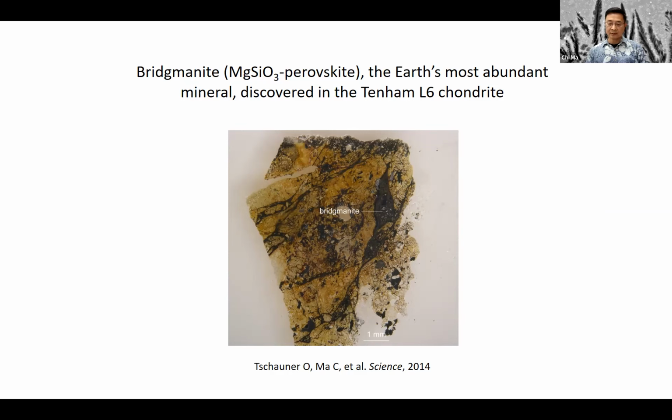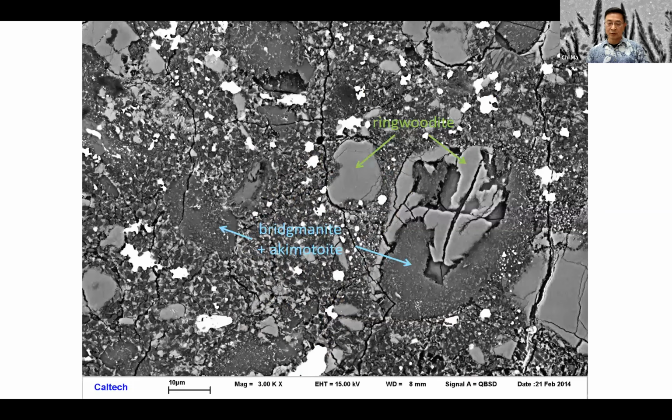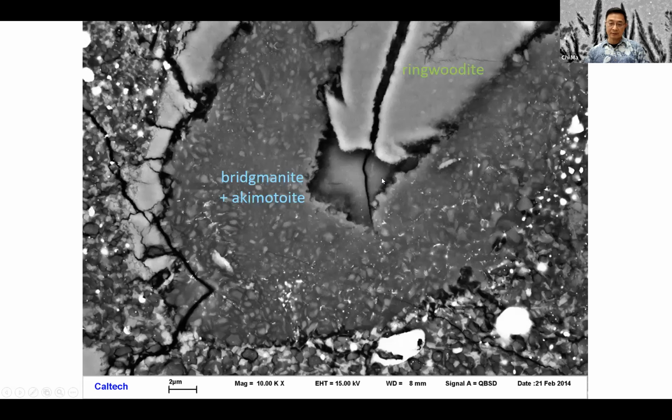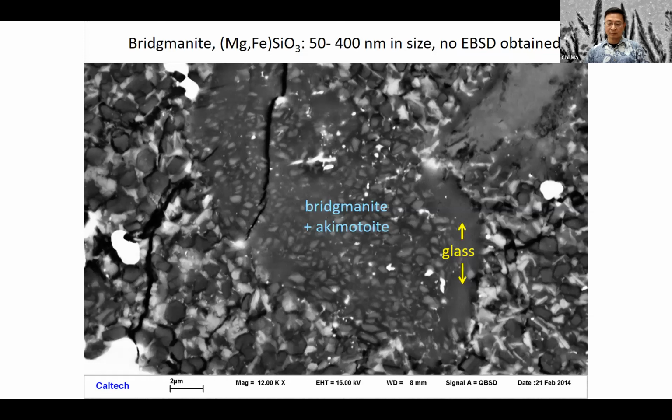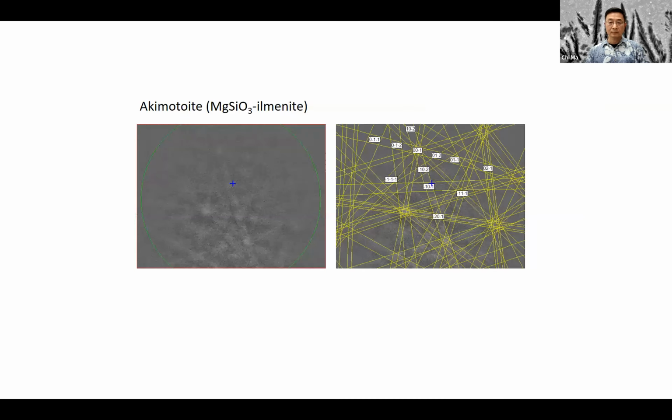Now zooming on the SEM within the shock melt vein. So here's bridgmanite plus akimotoite, and here nearby is ringwoodite. Now zoom in. So those grains are a mixture of bridgmanite and akimotoite. That's another region, bridgmanite plus akimotoite. So bridgmanite here is about 50 to 40 nanometers in size.